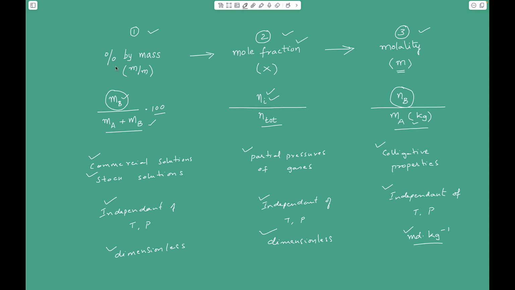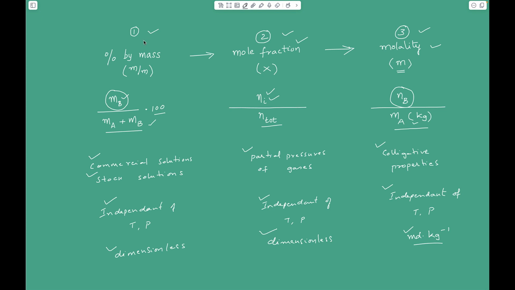Similarly, given the percentage by mass, I can easily calculate its molality, and vice versa. Now you may be wondering that we originally started talking about solutions and various concentration terms for the purpose of carrying out chemical reactions in solutions.